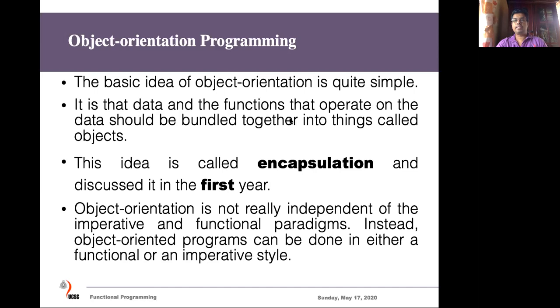Object-oriented programming is not really independent of the imperative and functional paradigms. Object-oriented programming can be done in either functional or imperative styles. So if you want to develop object-oriented programs, we can do it either in the imperative way or the functional way. So objects are basically a method of encapsulating functions, or we call them methods, together with the data.